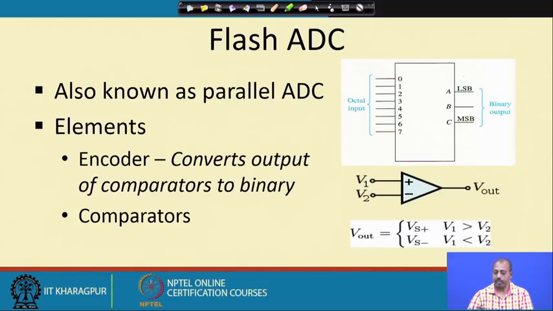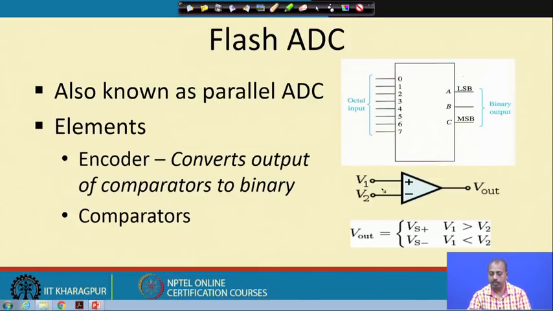Any comparator is like this. If this is a comparator circuit, you see V1 and V2, these two are inputs to the comparator and it has Vs plus and Vs minus as the supply voltages. This is Vs plus, and we call them V saturation plus and V saturation minus. If V1 is greater than V2, then Vout is equal to Vs plus. If V1 is less than V2, then Vout is equal to Vs minus. That is, this is basically logic high and this is logic low. So, these are the two things.